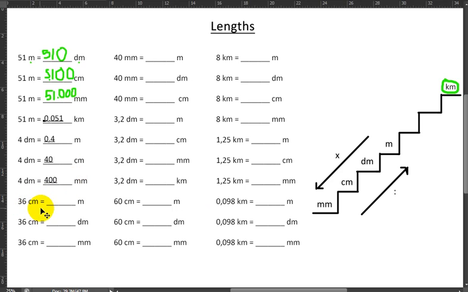Next up, we have 36 centimeters into meters. From centimeters to meters, that's 2 steps up, so 36 divided by 100, which makes 0.36. 36 centimeters to decimeters is 1 step up, so 36 divided by 10 makes 3.6. From centimeters to millimeters is 1 step down, so 36 times 10 makes 360.